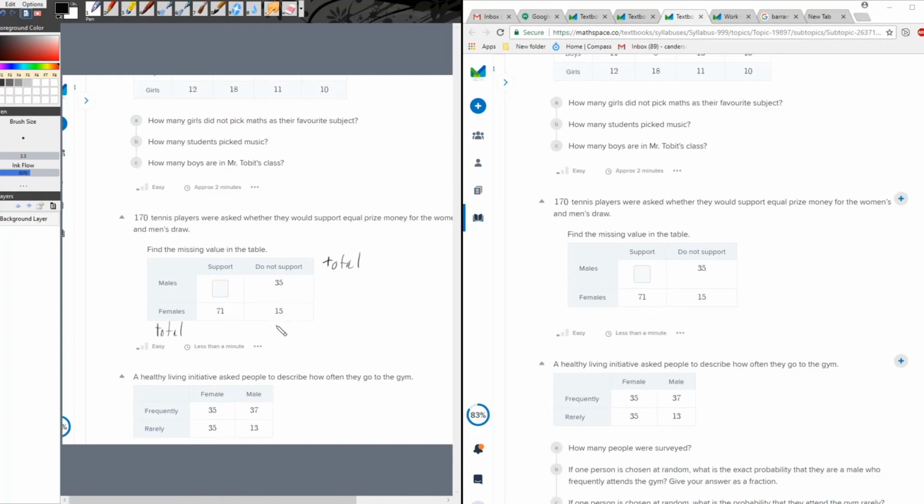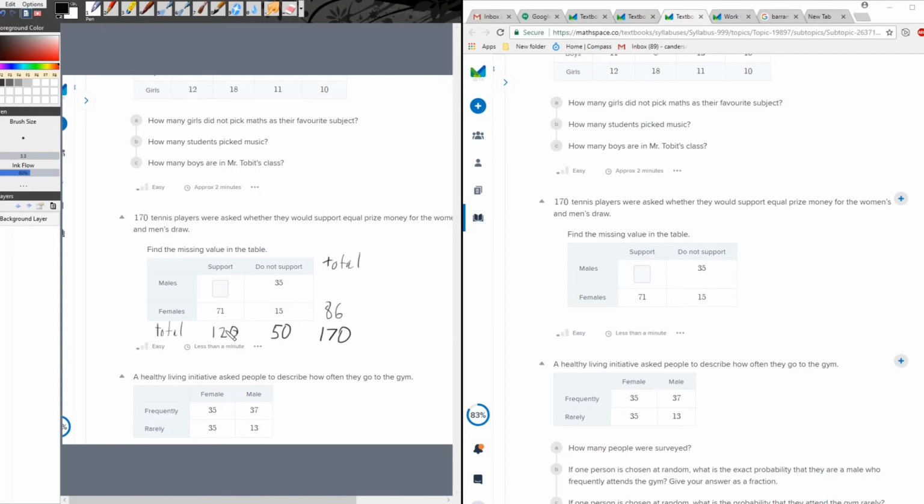So we have 35 and 15, which is 50. And we have 71 and 15, which is 86. Now we know that there is 170 tennis players all up. So this must mean that we put 120 here, because 120 plus 50 is 170. So we want the total number of people here. So that means now we can fill in this spot over here.